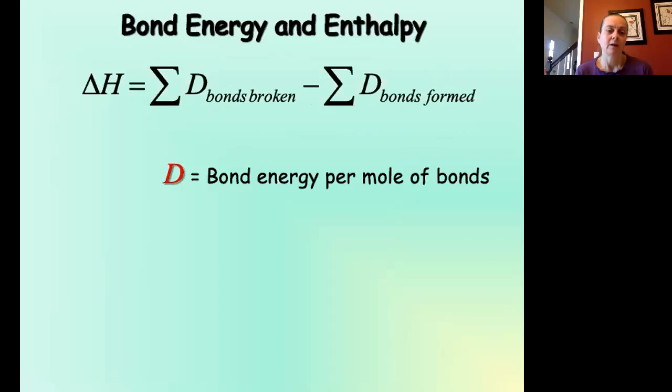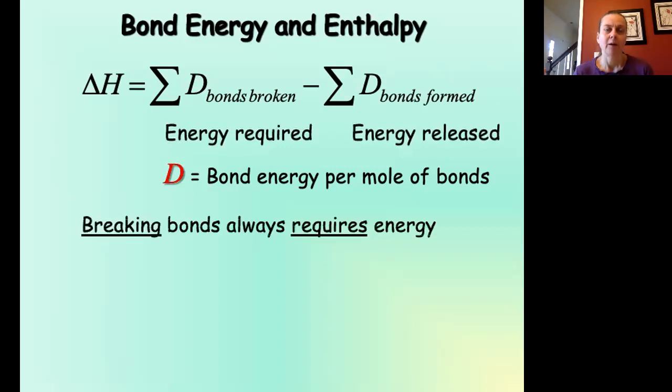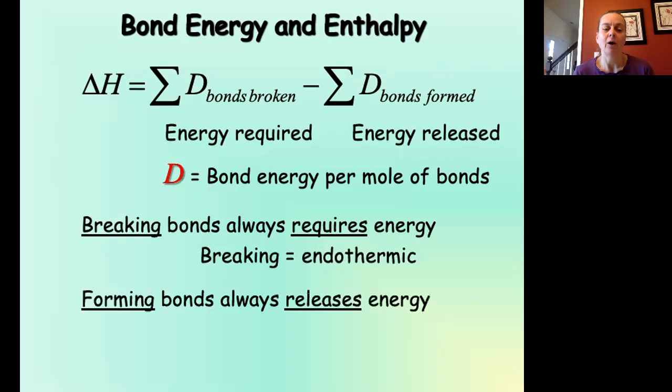So we have this formula that delta H is equal to the sum of the bond enthalpies of the bonds broken minus the sum of the bond enthalpies of the bonds formed. Energy required minus energy released. Remember, breaking bonds is always endothermic. It always requires energy. Forming bonds always releases energy, is always exothermic.